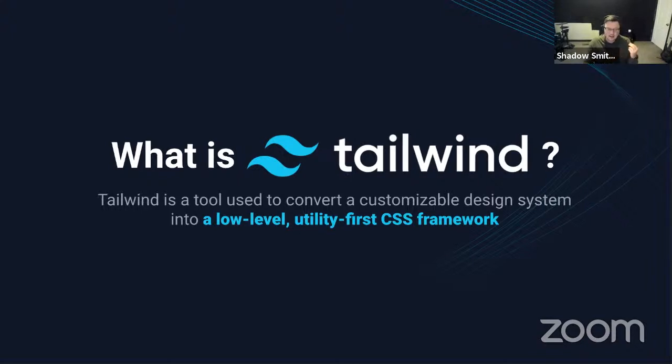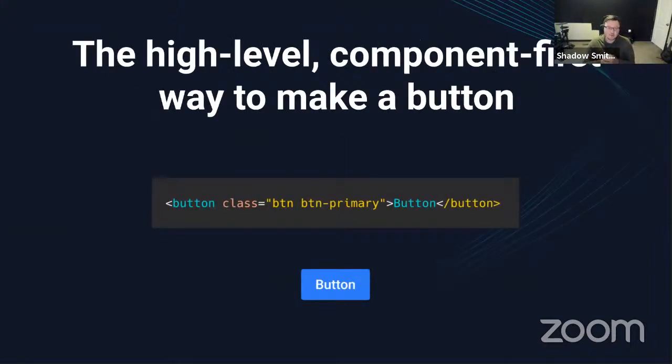A high-level component-first way to make a button with a CSS framework like Bootstrap would be, like you see here on screen, you add a class of BTN that has a ton of opinionated CSS styling to it. And then you add a BTN primary class to change the color. And then you get the little button that you see on screen here. This example is for Bootstrap, which, if you haven't used it, you've definitely seen this button before on the internet somewhere.